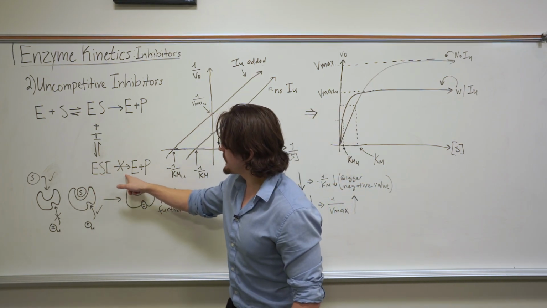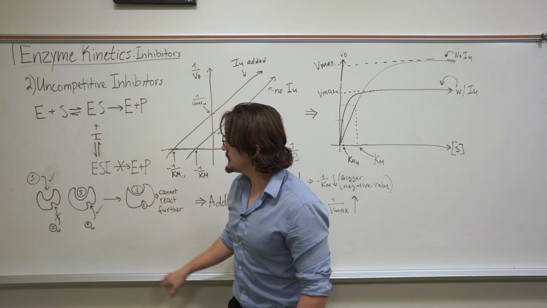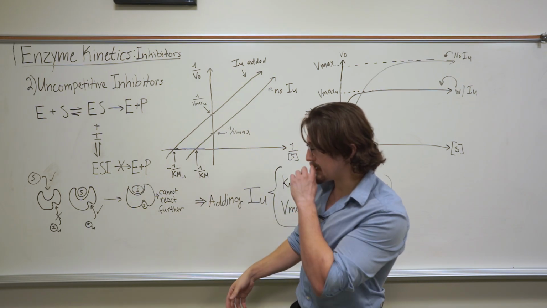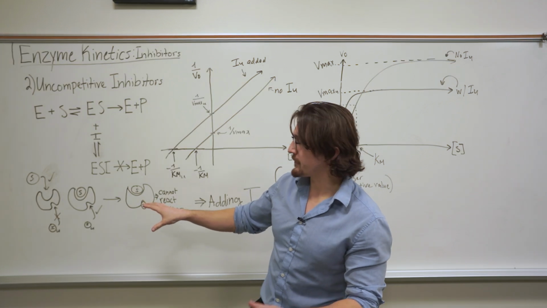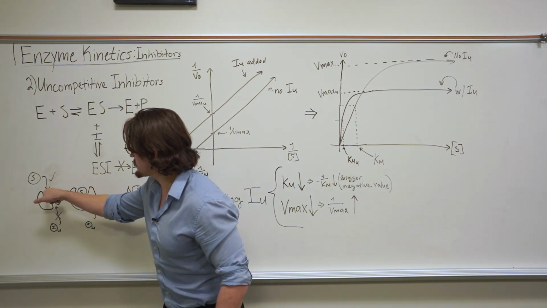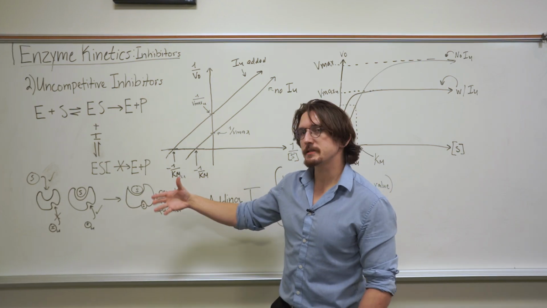It cannot catalyze the reaction and it cannot form enzyme plus product, okay? So to illustrate this, imagine we have an enzyme. And in this case, this enzyme's a little different because it has this active site where the substrate can bind, but then it also has this other site. And that site is an allosteric site.